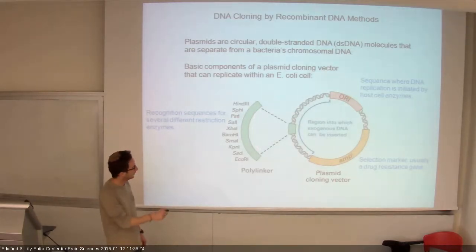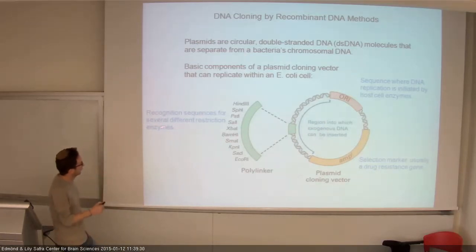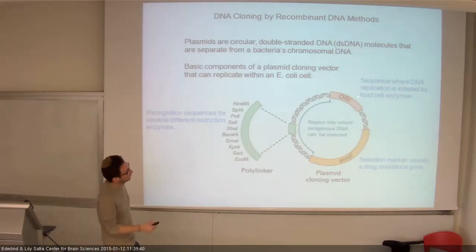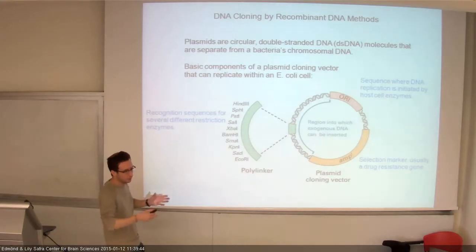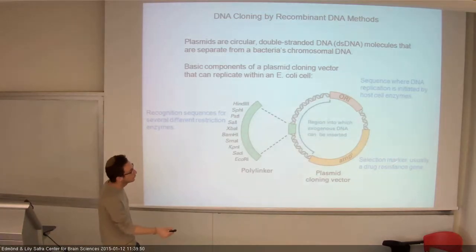This is the first principal region that any plasmid will have: the recognition sequences for several different restriction enzymes. The second region that you will have is a sequence where DNA replication is initiated by the host cell, after it is transfected or inserted into a host cell. This is where replication will start. And the third is a selection marker, which is usually a drug resistance gene.